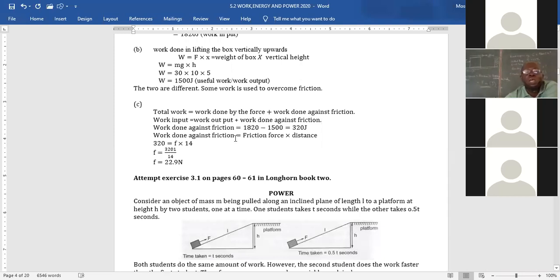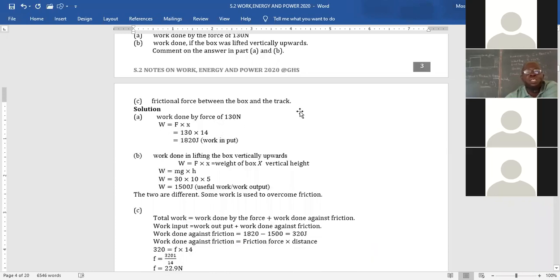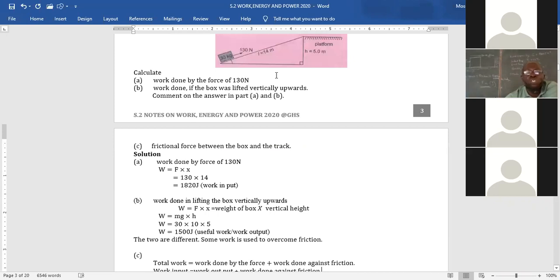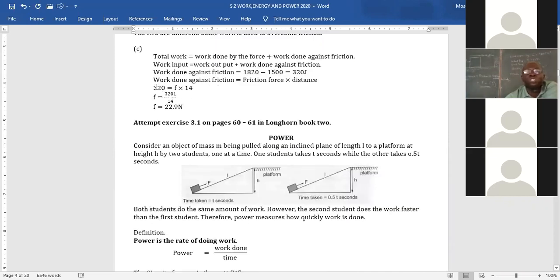So therefore, for us to get this work done against the friction, we get it as a product of the friction force times the distance moved. And remember that that distance is going to be the distance of contact. It is going to be the distance of that plane, that long plane there. So the distance is given as 14 meters, but the friction is not known. So the question is looking for friction force. The work done against friction is 320. The friction force we don't know. The distance is the length of the plane, which is 14 meters, and that enables us to get the friction. So what is our friction?